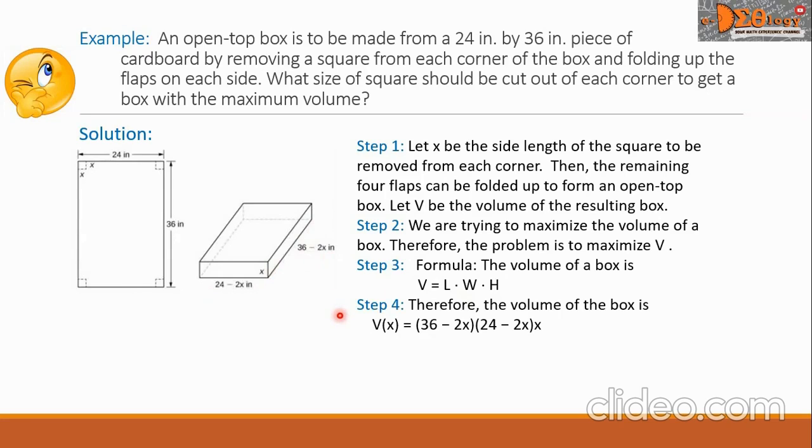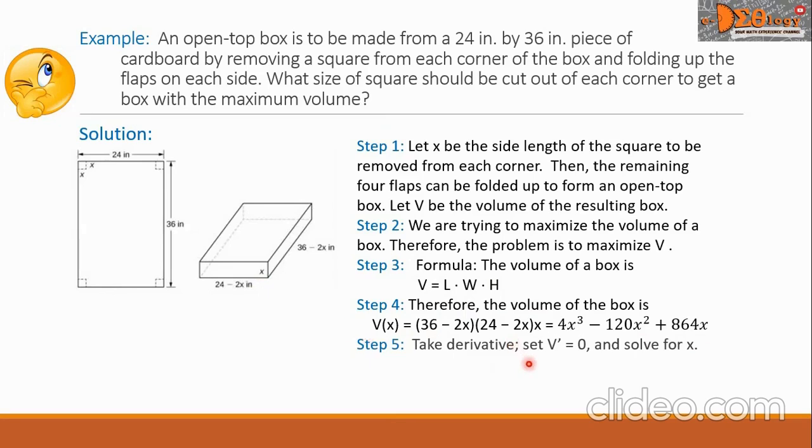For step 4, let us write the formula of the volume with respect to our labels here. So the length will be 36 minus 2x times the width, which is 24 minus 2x, times the height, and that is x. Let us simplify this, and we will get 4x cubed minus 120x squared plus 864x.